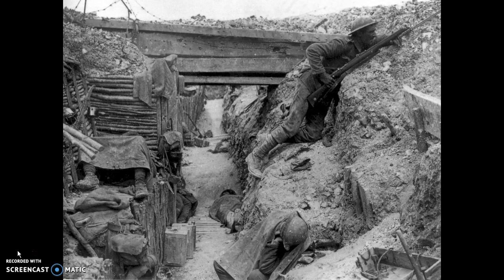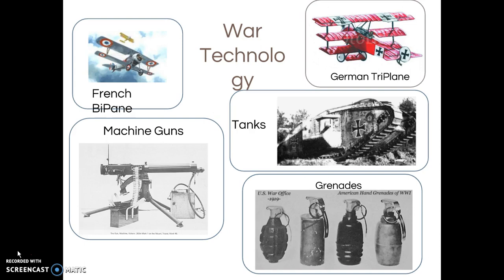If you look, the trenches become permanent. This is a pretty good example of what that would look like. So they're deep. They have ridges cut in them. There's sometimes boards on the ground. You're going to look at what life is like in the trenches in a different video, but that's an example of what a permanent trench would have looked like.